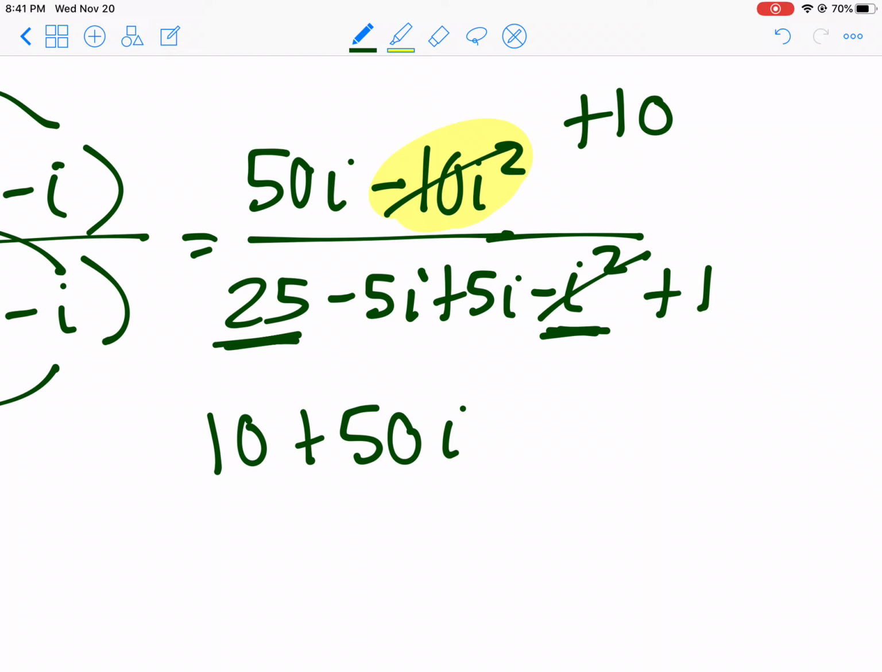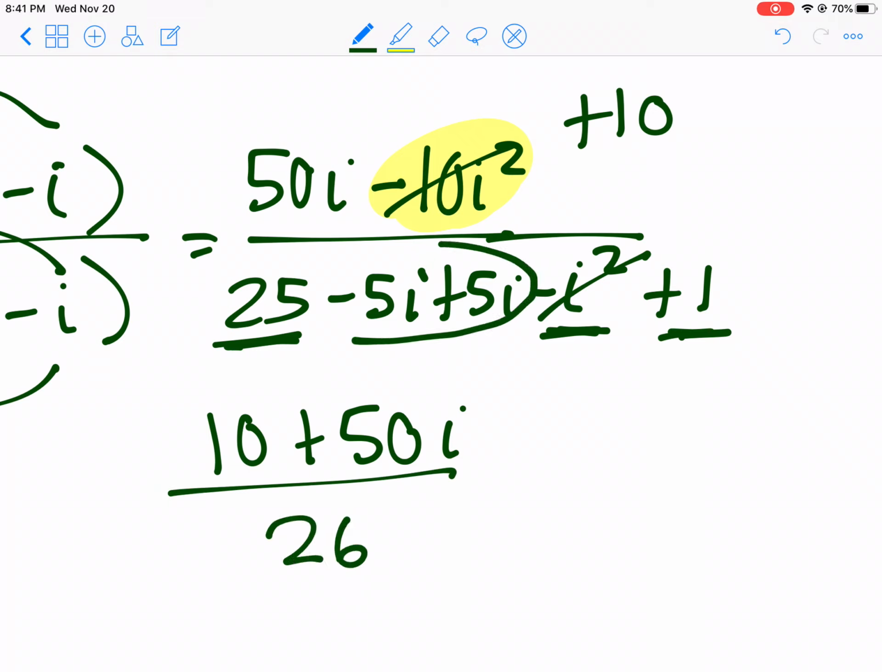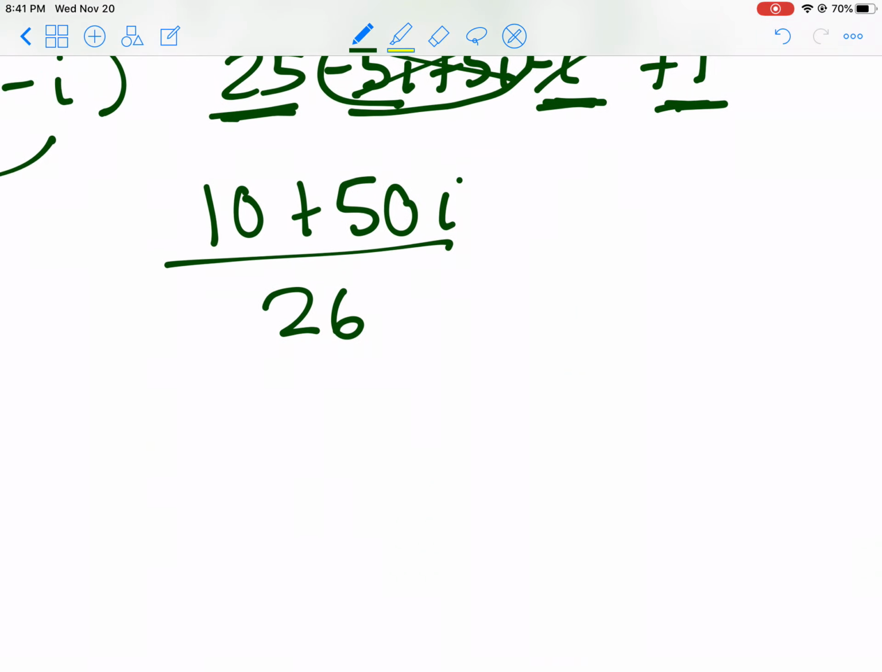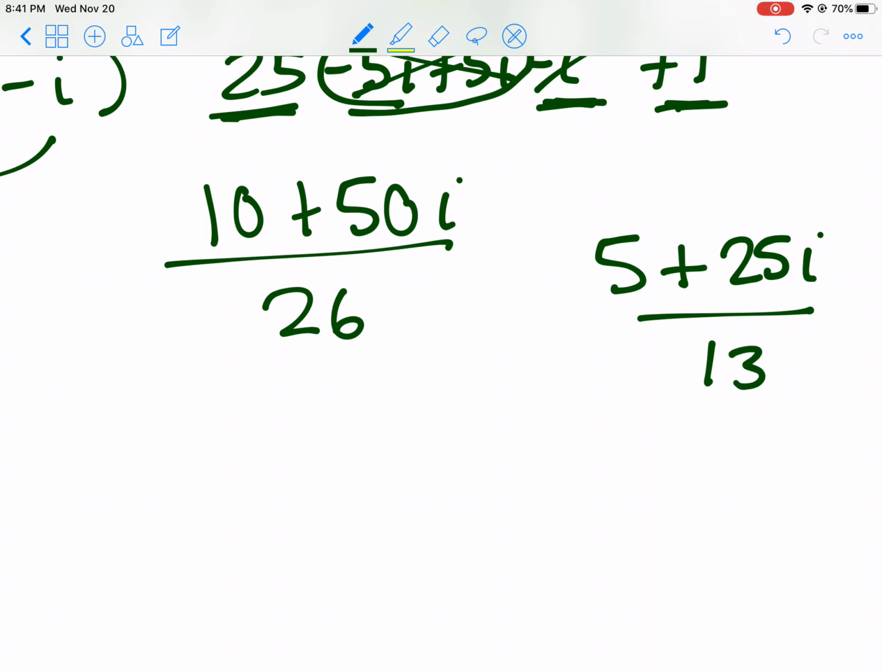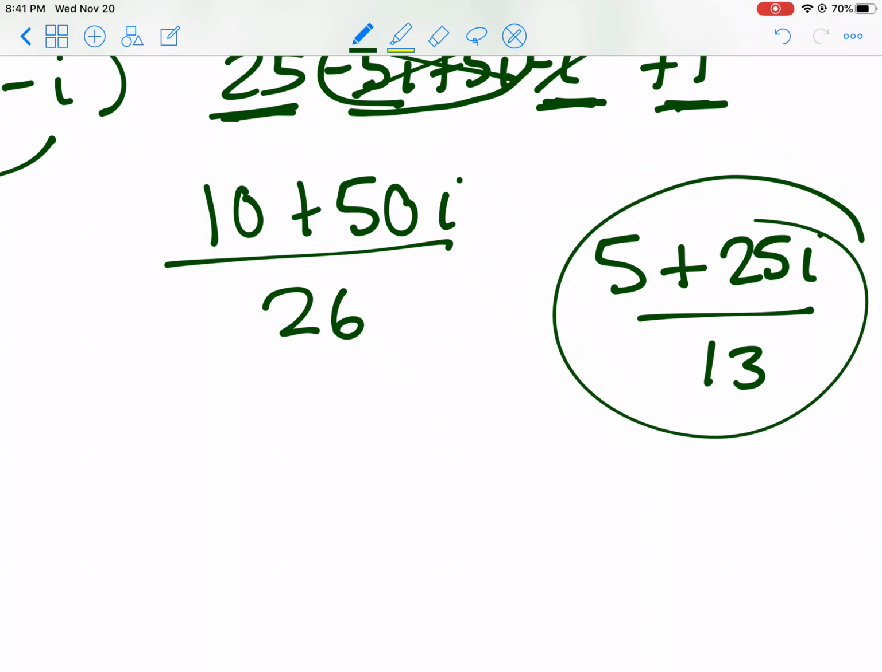My denominator is 25 plus 1, so 26. And once again, just like we were hoping, these cancel out. So that's all we have on our denominator. Notice that each term in the numerator and the denominator is even. So I'm going to divide each number by 2. I'll be left with 5 plus 25i all over 13. So that's the simplified form of what we want there.